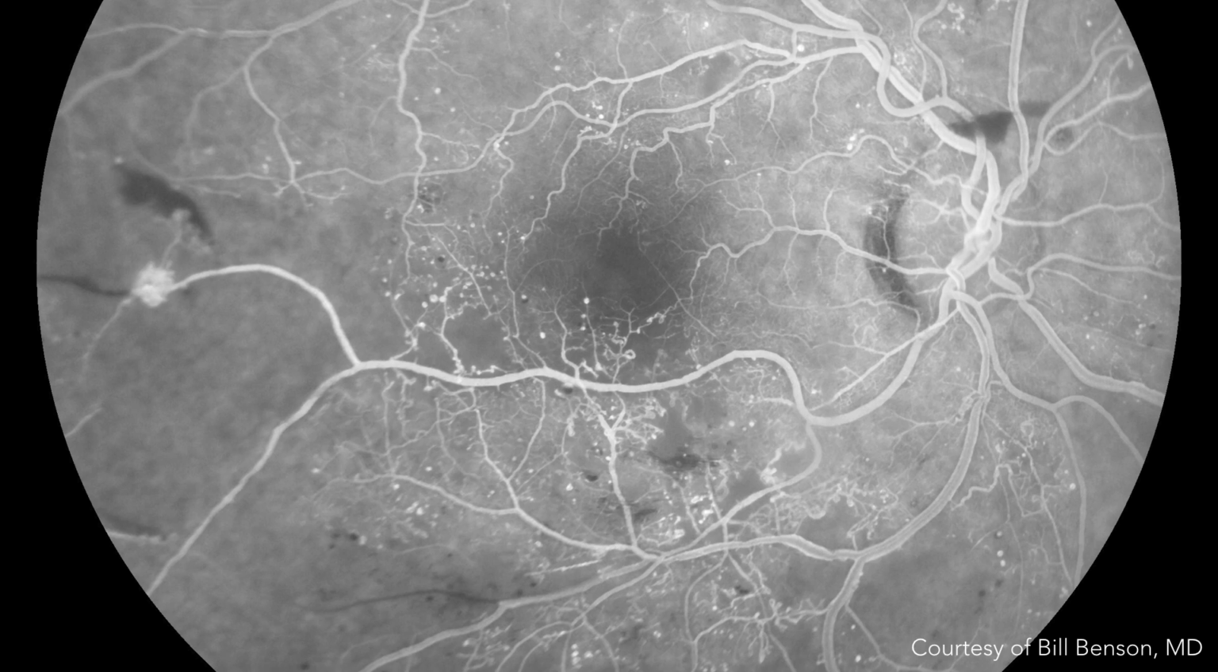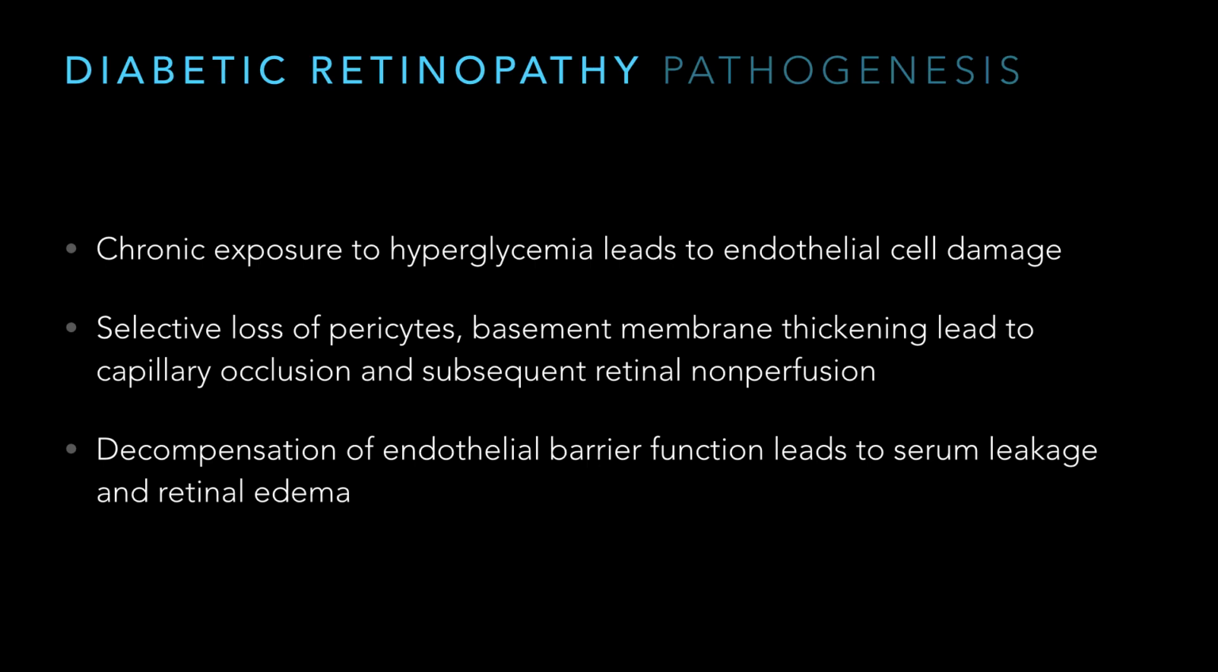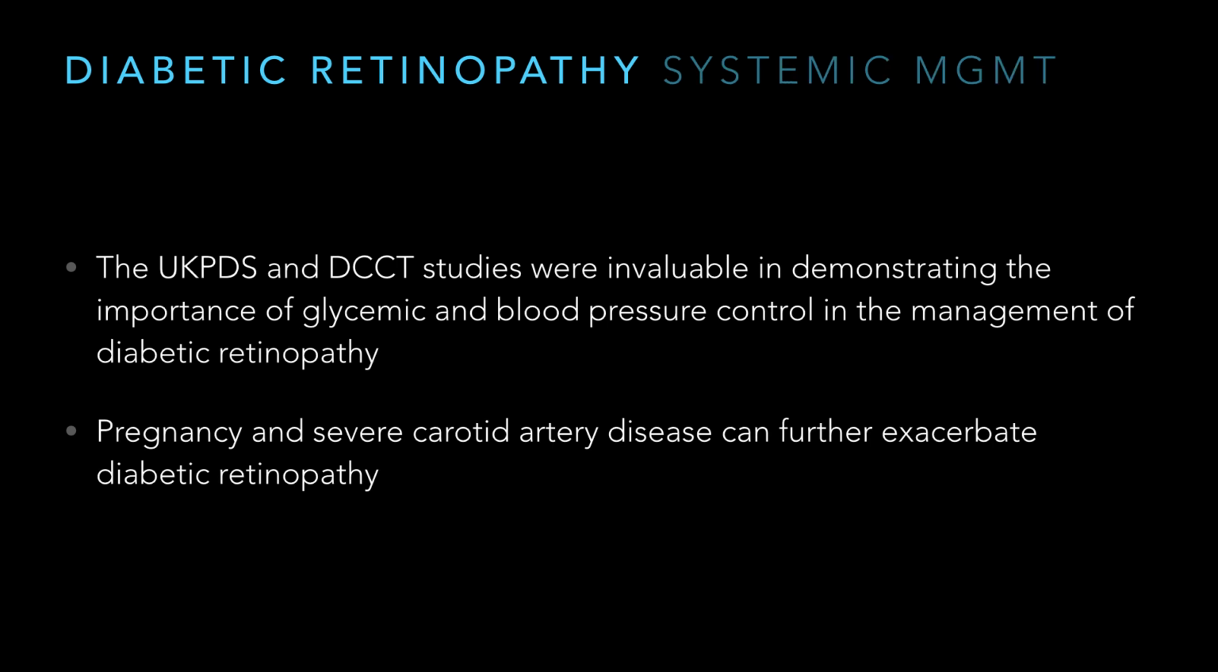Feel free to interrupt if you have a question. Pathogenesis, diabetic retinopathy. I'm going to read these to you. Chronic exposure to hyperglycemia leads to endothelial cell damage. Selective loss of pericytes and basement membrane thickening lead to capillary occlusion and subsequent retinal non-perfusion. And you get that decompensated endothelial barrier function, and then you get leakage and edema.